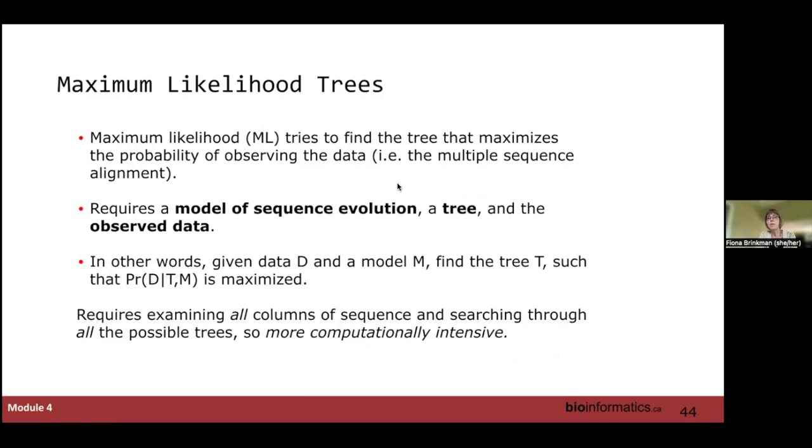Again, this is finding the probability of observing the data. It requires a model of sequence evolution, a tree, and the observed data. In other words, given the data D and a model M, find the tree T such that the probability of this data is maximized. This requires examining all the columns of the sequences and searching through all the possible trees, so it is more computationally intensive. I'll walk you through that a little bit here.